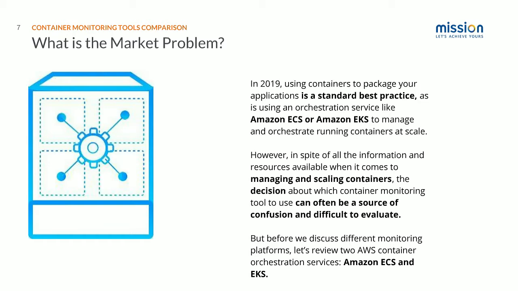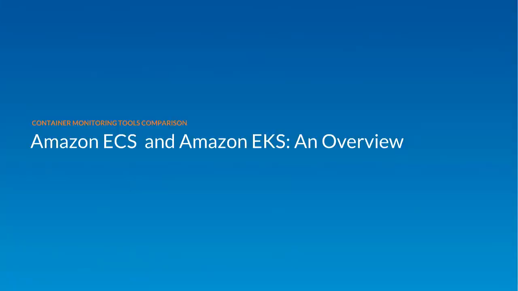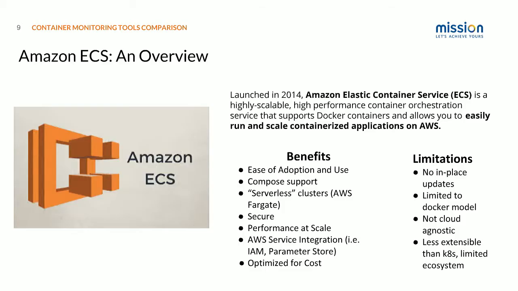This session is primarily focused around Kubernetes monitoring, but before we get into that, we're going to review the two different AWS container orchestration services, ECS and EKS. Yeah, so to talk about ECS and EKS really briefly, those are the two primary ways that people are going to use an orchestration tool in Amazon to run containers on EC2 instances.